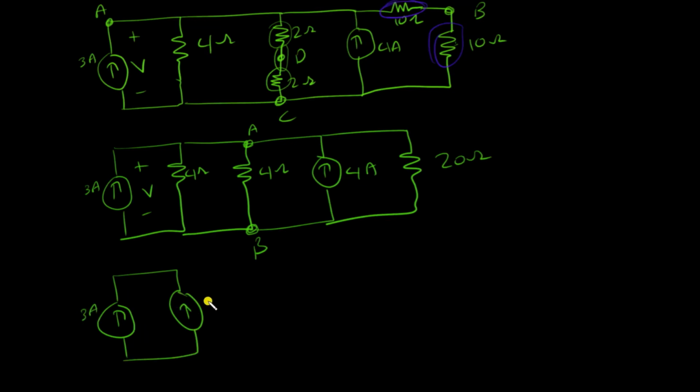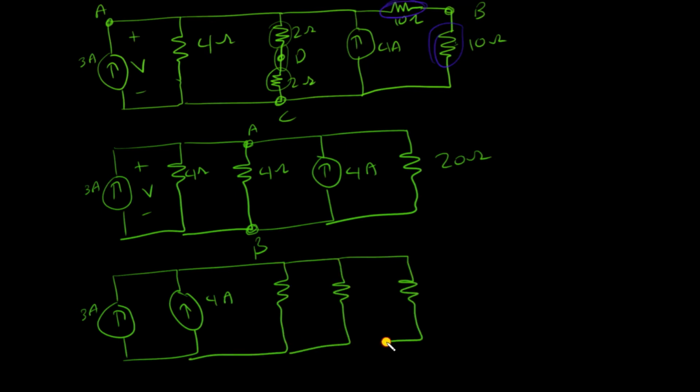This is 3 amps, this is 4 amps, then there are 3 resistances, 20 ohms, 4 ohms, and then 4 ohms. Now, the first step is the two current sources can be added. This one and this one, they can be added, and they would form a 7 amp new current source.